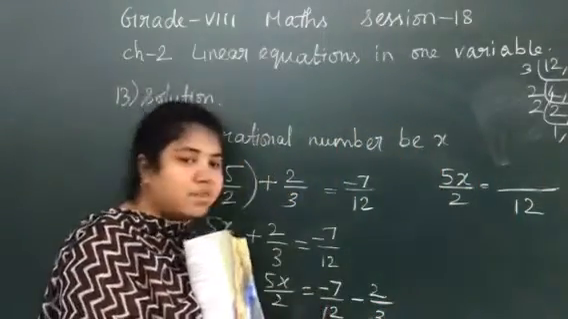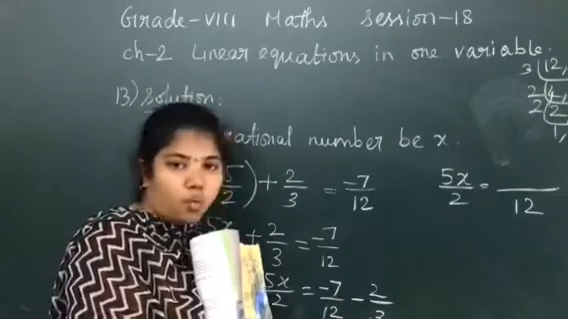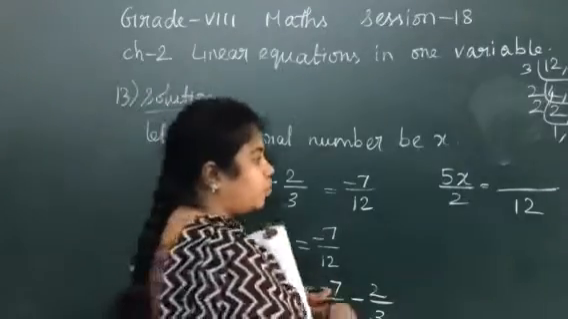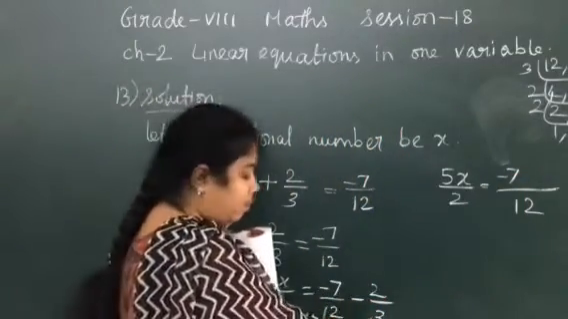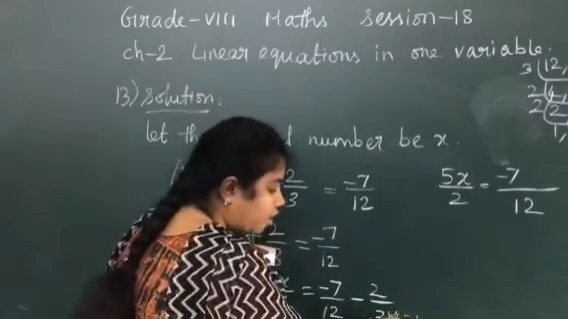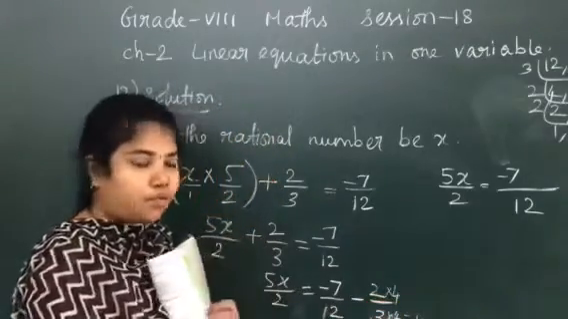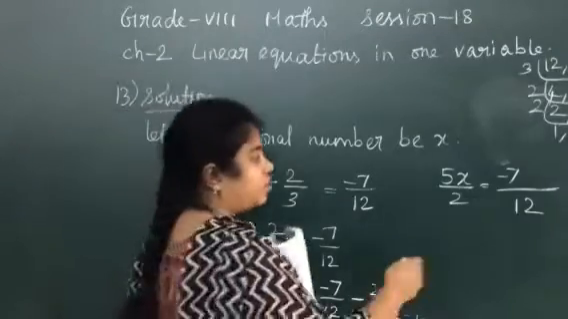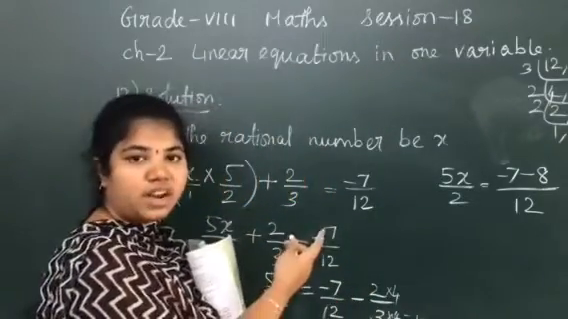So when the LCM is 12 here, what number do I have to multiply to get 12? 1. So when I multiply 1 to the denominator, to the numerator also I should multiply 1. So -7 into 1 is -7. Again here 3, my LCM is 12. What number multiplied with 3 will give 12? Into 4. When I multiply 4 to the denominator, to the numerator also I have to multiply 4. Here it is -2, and -2 into 4 will be -8. So -8. Can you understand how it is?